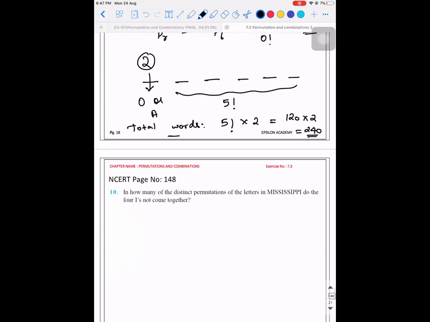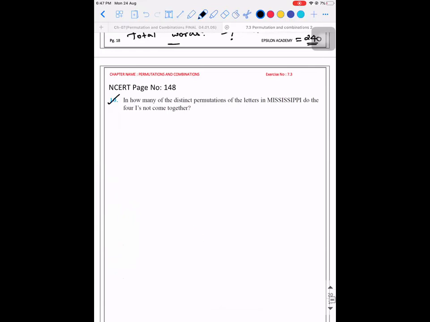Yes, sir. Now let's do the 10th one. Tell me how to do. In how many ways can distinct permutations be made of the letters of the word Mississippi so that the 4 I's do not come together? So how do we proceed? The total number of letters is 11. Okay, total letters are 11. That's right.